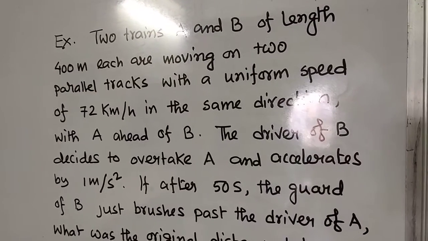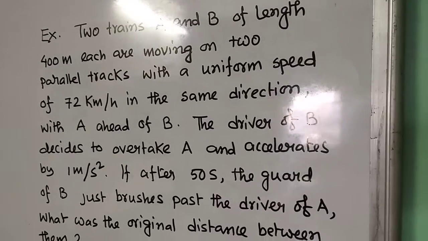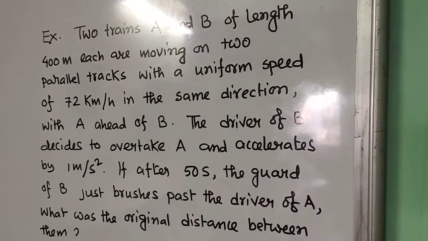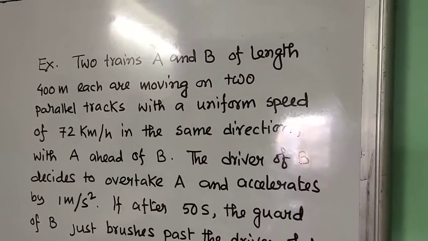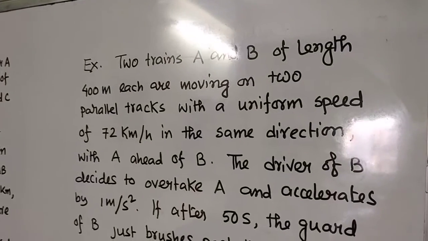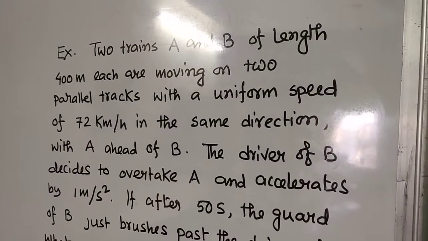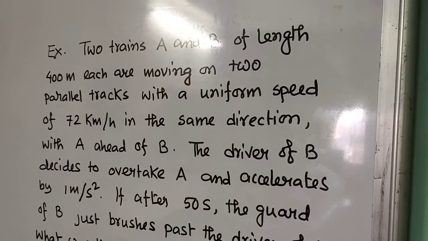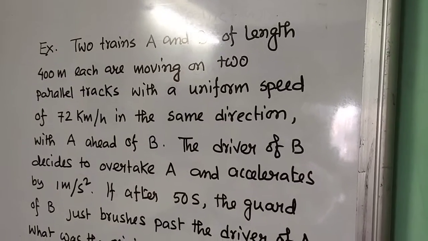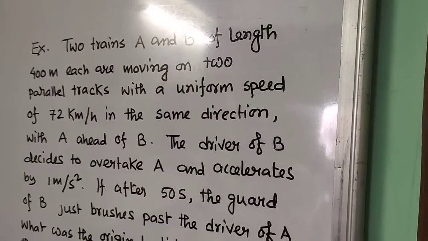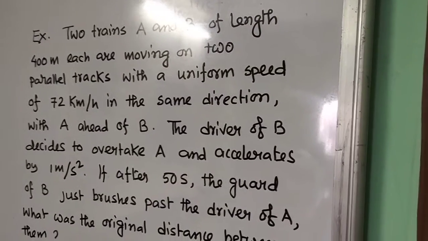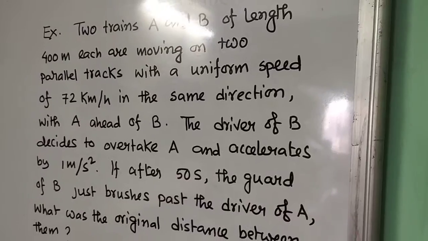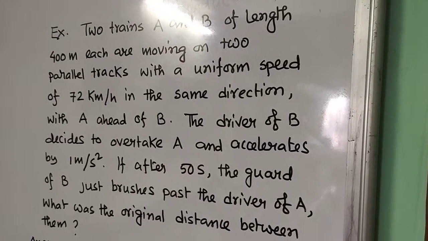With a uniform speed of 72 km per hour in the same direction with A ahead of B. So A is in advance and B is behind. The driver of B decides to overtake A and accelerates 1 meter per second square.